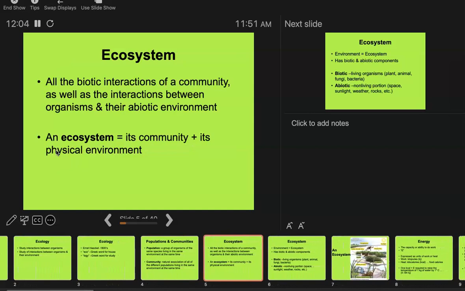All right, so finally the word ecosystem. It includes the biotic interactions of a community, as well as the interactions between organisms and their abiotic environment. A couple of minutes ago, I said if I give you a definition and you don't know a word or two in the definition, that definition isn't very helpful, is it? So here's a great example of that. What does abiotic mean? Yes, ma'am. Non-living.